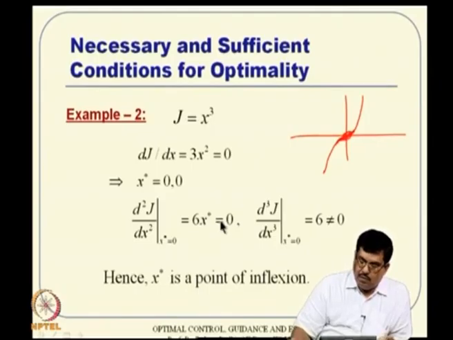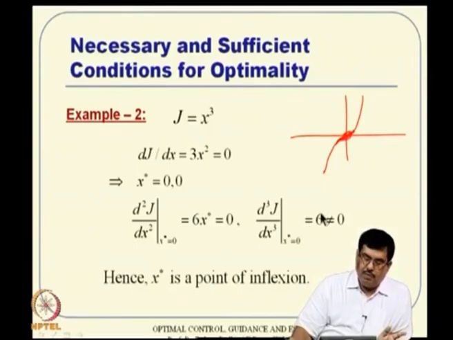Now, we have to go to the third derivative, and the third derivative, del cube j by del x cube, coming from here is nothing but 6. But the important point to note here is not whether 6 is positive or negative, but that 6 is not equal to 0. Remember, it is a third order derivative, an odd power derivative. So, this odd power derivative has to be not equal to 0, that is more important. If it is not equal to 0, your hope is not alive, your conclusion has already been reached.